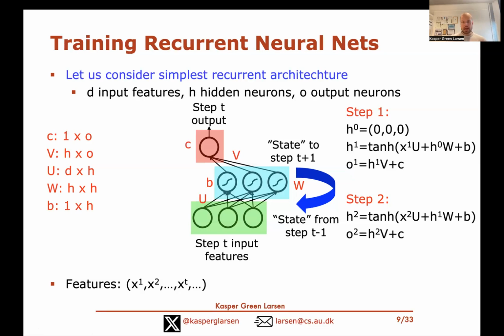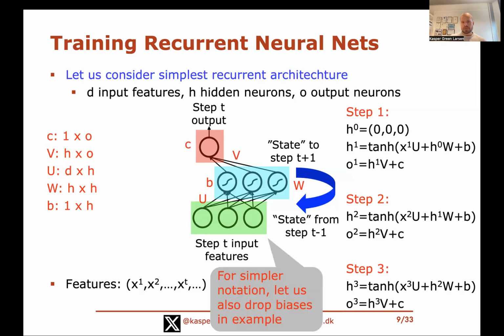Finally, to get the actual output of step 2, we take our hidden output from step 2, multiply from the left onto V, add the C, just as in a standard feed-forward neural net. Move on to step 3. We feed in the step 3 feature vector multiplied with U. We feed in the step 2 hidden output multiplied with W, add the B, and apply our activation. Right. So this is how this recurrent step works, where we feed in state from the previous step into the next one.